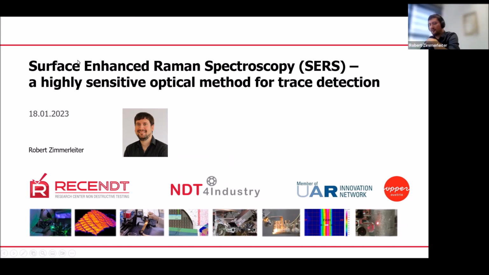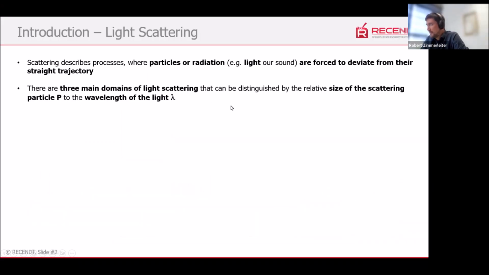So today I'm going to talk about surface enhanced Raman spectroscopy, as we had previously, which is a highly sensitive optical method for trace detection. Before we dive into it, I want to give a short introduction on light scattering. Scattering describes processes where particles or radiation, such as light or sound, are forced to deviate from their straight trajectory. And since we are talking about optical measurements, I will focus, of course, on light scattering.